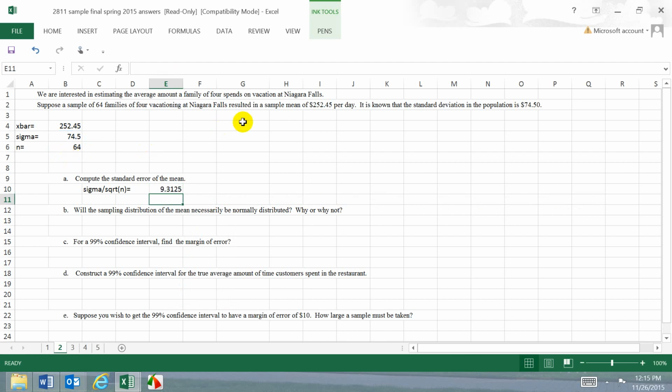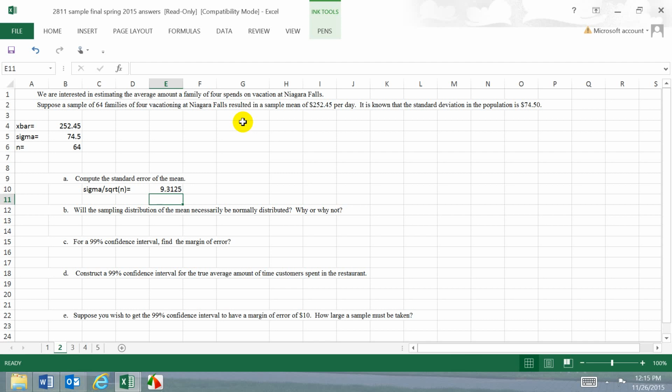Next, will the sampling distribution of the mean, that's the distribution of x bar, necessarily be normally distributed? Why not? Now, again, there are 2 conditions under which the x bar will be normally distributed. Either if x is normally distributed, then no matter the size of the sample, x bar will be normally distributed, or if the sample size is large, which we consider to be at least 30, then x bar will be normally distributed whether or not x is normally distributed.